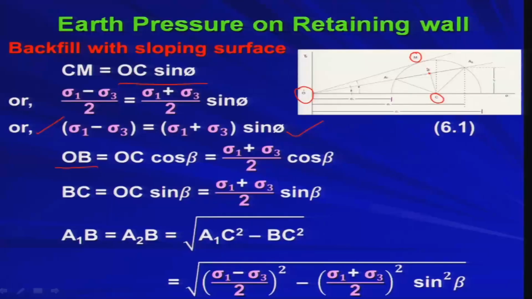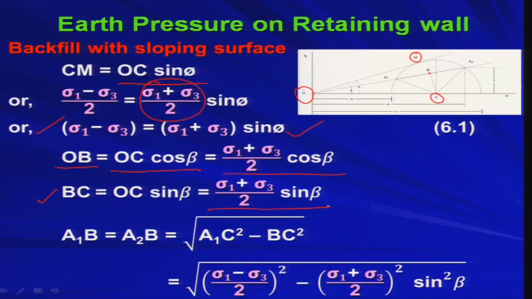So, OB is nothing but OC into cos beta, agreed, very simple from the geometry, from the figure itself. So, what is OC? OC we have got as sigma 1 plus sigma 3 by 2. Therefore, I get sigma 1 plus sigma 3 by 2 into cos beta. Similarly, I am going to find out BC. So, BC is equal to OC sin beta. Again, that will be equal to sigma 1 plus sigma 3 by 2 into sin beta.